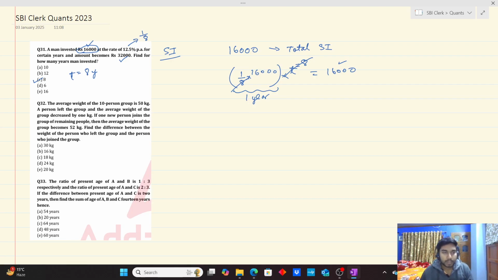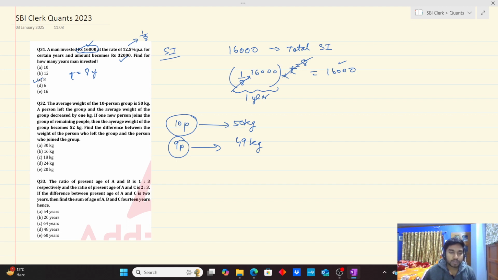Next question. The average weight of a 10-person group is 50 kg. So there are 10 persons in a group and its average weight is 50 kg. A person left the group and the average weight of the group decreases by 1 kg. One person leaves, 9 remaining, and the average becomes 49 kg, reduces by 1 kg.